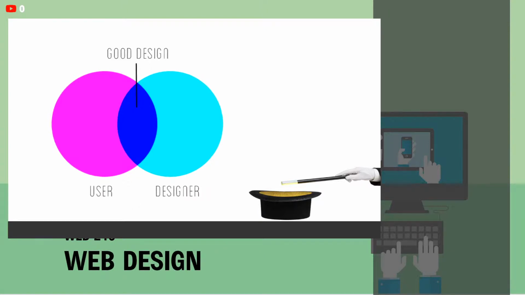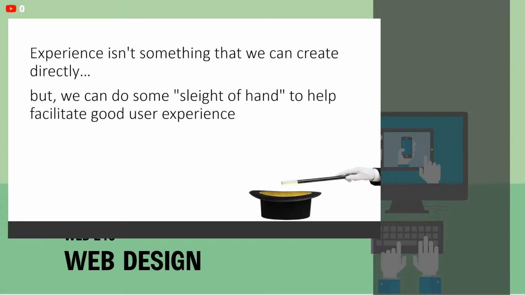Our Venn diagram has good design occurring in the mind of the user. That's where that user experience is formed. So we cannot create an experience directly. But what we can do is create an environment in which a good experience is possible. We can craft an environment in which a good experience is possible.